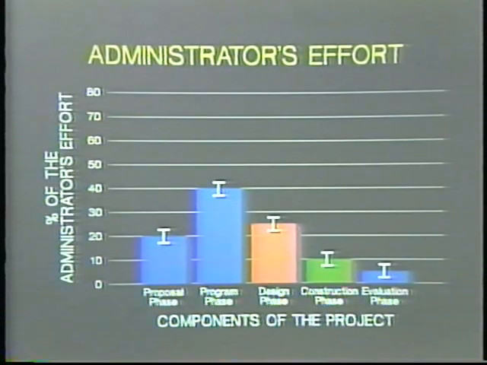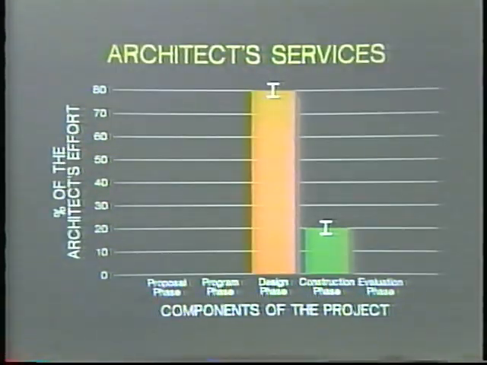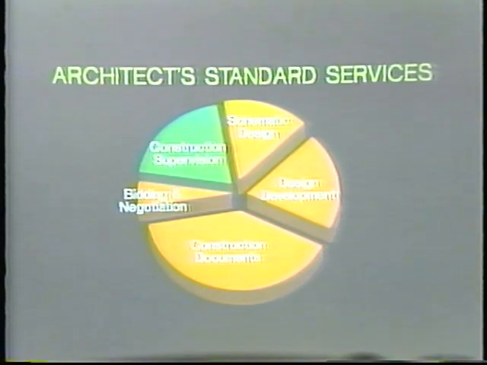Much of the administrator's effort is involved in the proposal phase, the programming phase, and the design phase of the project. The architect's standard services will, in general, begin in the design phase and continue to a lesser extent in the construction phase. These activities make up the standard services of the architect's work. The yellow shaded areas represent the work provided by the architect in the design phase. The green shaded area represents the work provided by the architect in the construction phase.